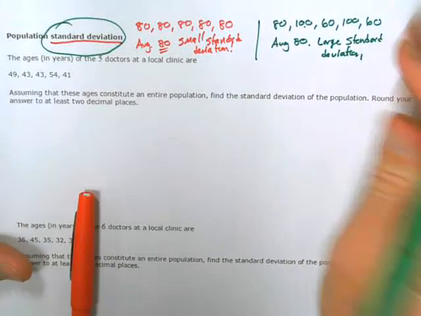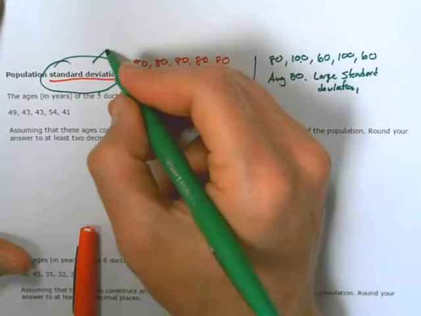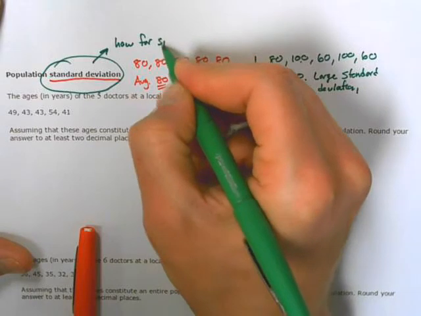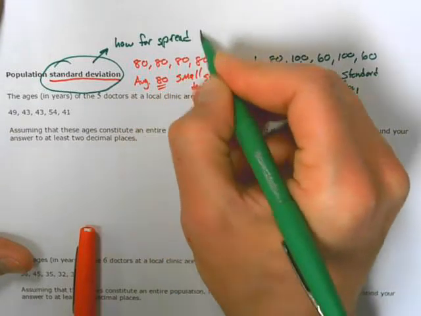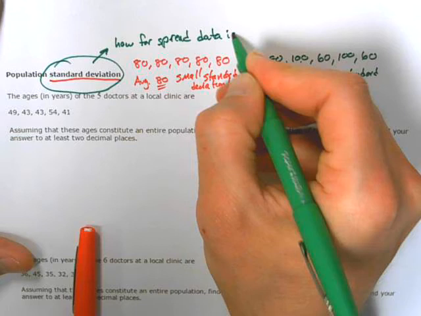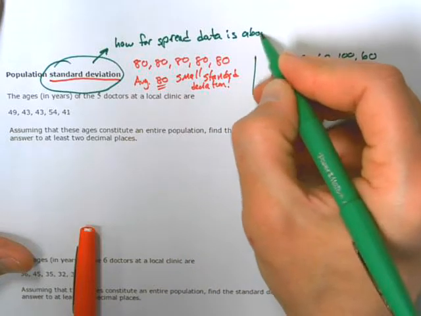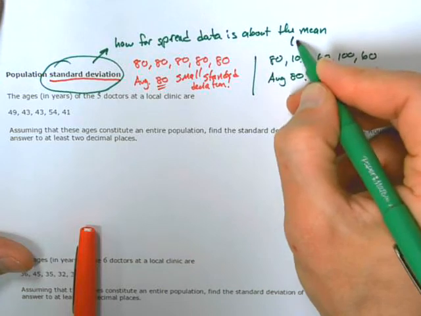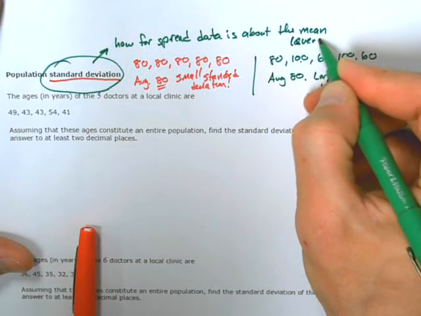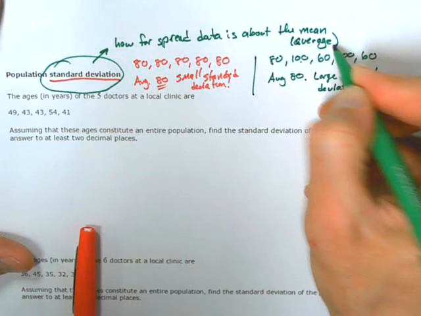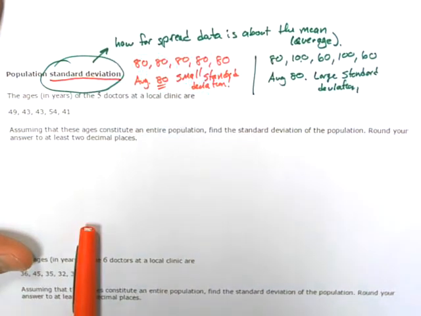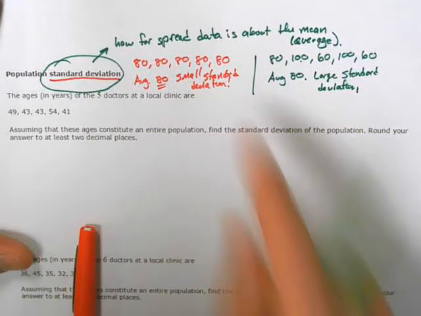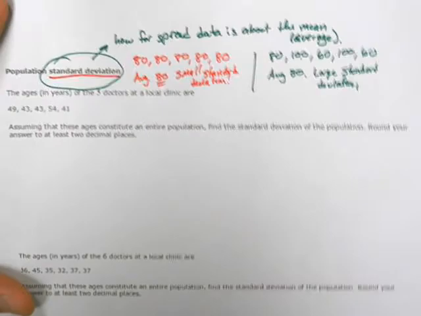So in general, a standard deviation is how far spread data is about the mean, which is a fancy way of saying the average. So how far spread the data is, right? The more spread there is, the larger the standard deviation. The less spread, the smaller the standard deviation. So I'm going to show you how you can make the calculation.